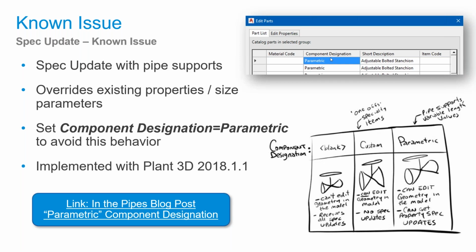And this is something that came with 2018.1.1. This parametric option hasn't been there before, but it's there now, and it is something you should prepare your supports in your project with in order to avoid problems.